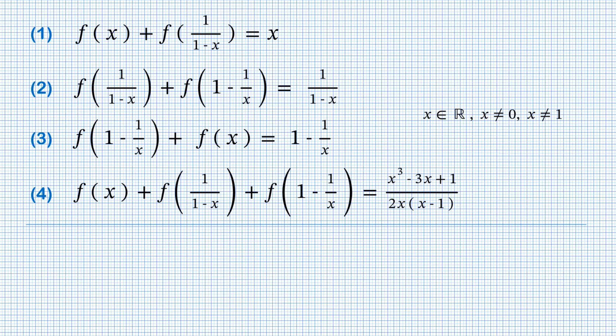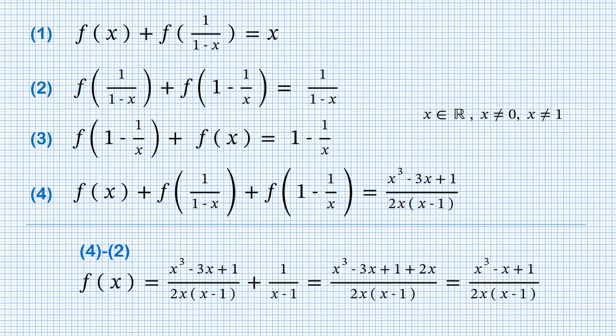Here we are at the final stage. Equation number 4 contains the sum of three terms, but what we need is actually the first term, f of x. We see that equation number 2 contains just the terms we are going to get rid of. Therefore, we just subtract equation number 2 from equation number 4. And after reducing to the same denominator and merging similar terms, we finally get the expression for f of x.